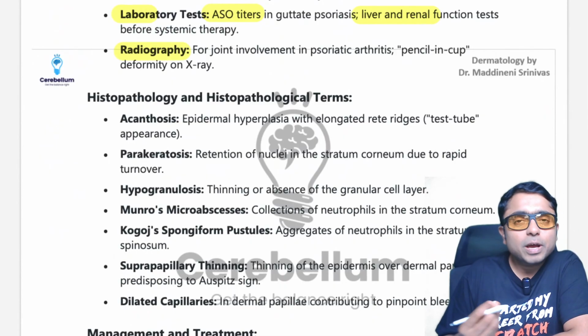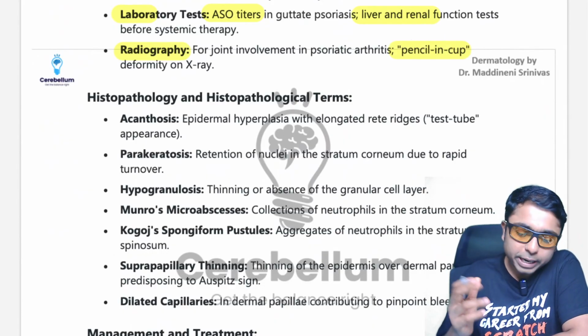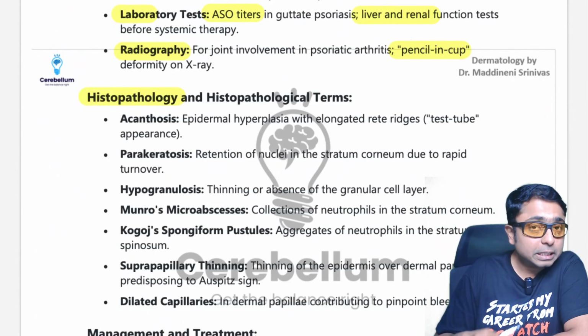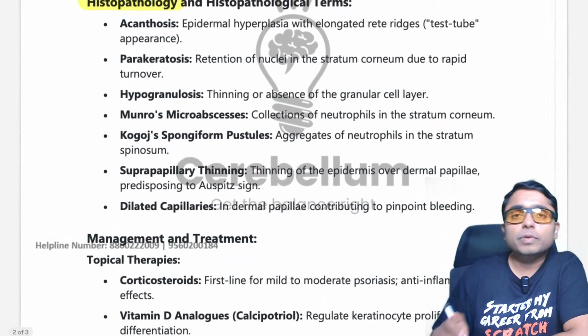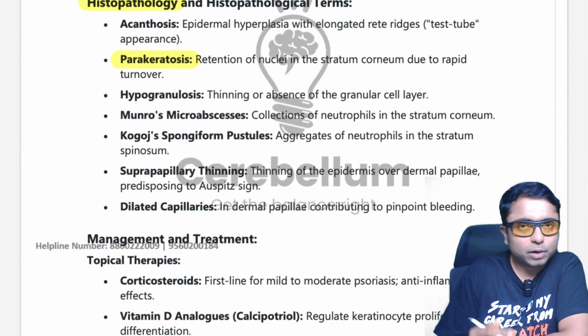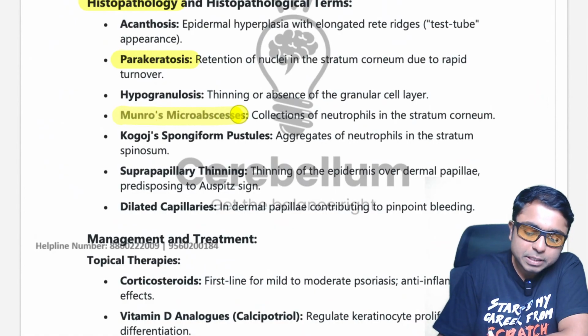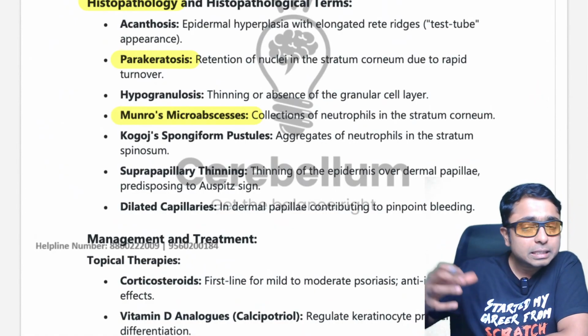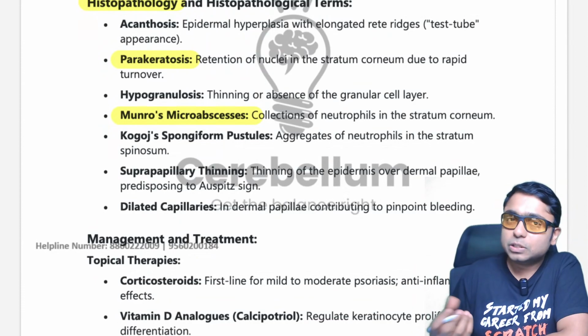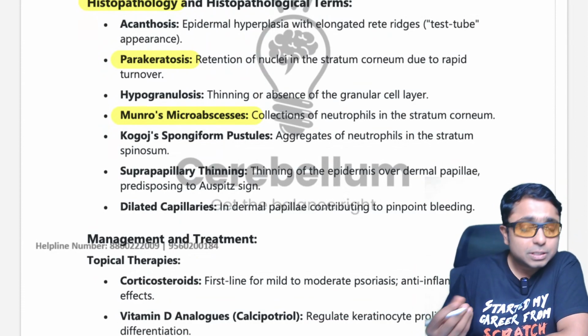So in the radiography, I hope you all do remember that pencil in cup deformity can be seen on X-ray. Coming to the histopathology, this is very important now. So from the stratum corneum, you can remember in that order, we can see parakeratosis, which is retention of the nucleus in the stratum corneum, and we can see the presence of the neutrophils in the form of a collection in the stratum corneum, which is called as Munro's microabscess, and also we can see the thickening of the stratum corneum, which is called as hyperkeratosis.